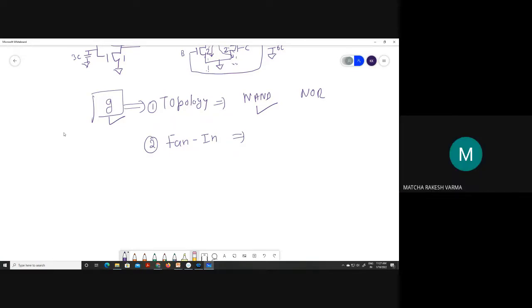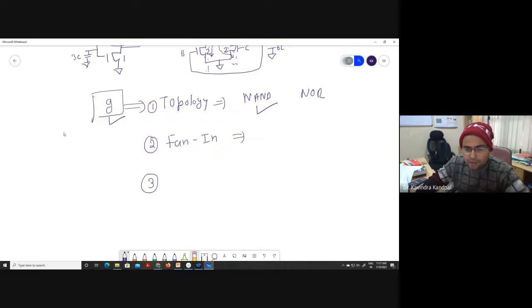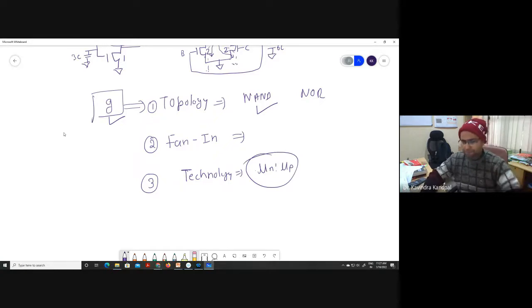The third one also depends a bit, meaning less, on technology, because whenever you are making a standard inverter, you are considering what? Mu raised to mu p. Yes or no? The dependency of the logical effort on technology is a bit less.